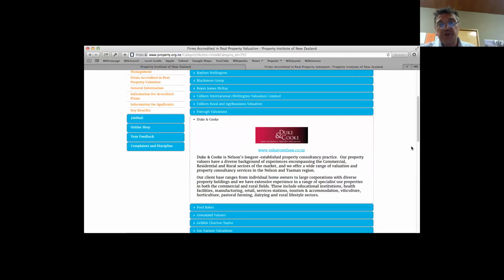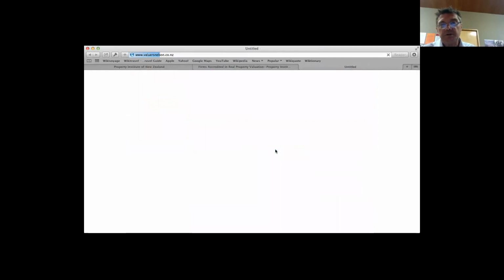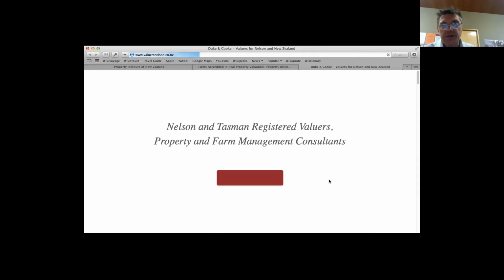And Nelson's longest established property consultancy practice. I haven't asked who wrote this, but it looks to me as though it's probably written by the firm. So that kind of discounts how much weight I can put on it. But it goes through to their website and, oh, hurry up.